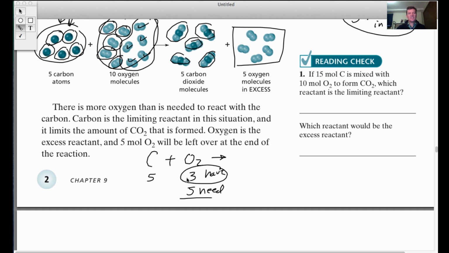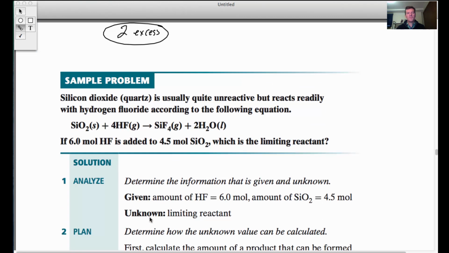Let's go the other direction. Let's look at it this way. If I have 3 oxygen, okay, I need 3 of carbon. What do I have? I have 5 of the carbon, so I have 2 in excess. This time the carbon is too much. I have 2 moles of carbon that are not going to be used up. Okay? So that's the idea with limiting reactants and excess reactants. Okay?